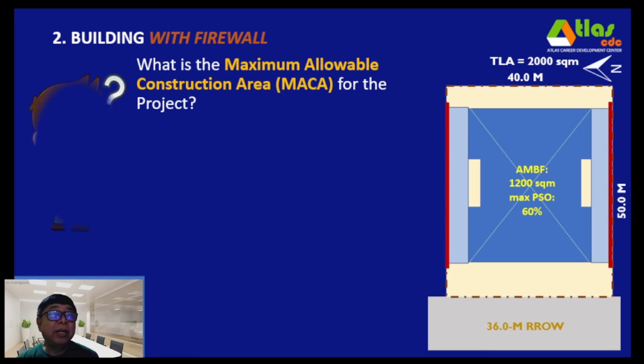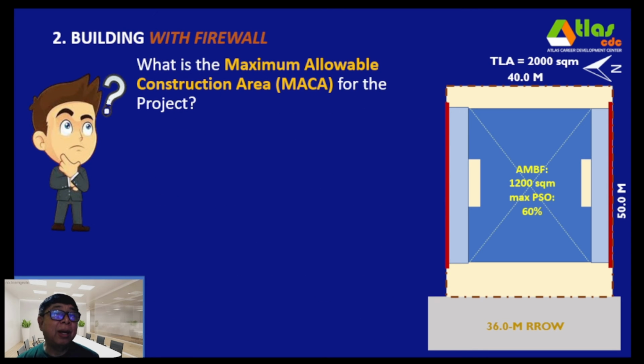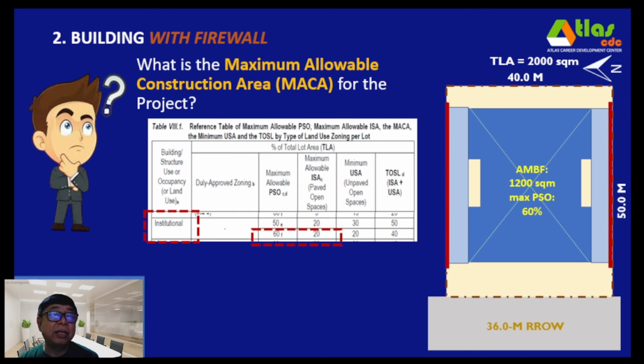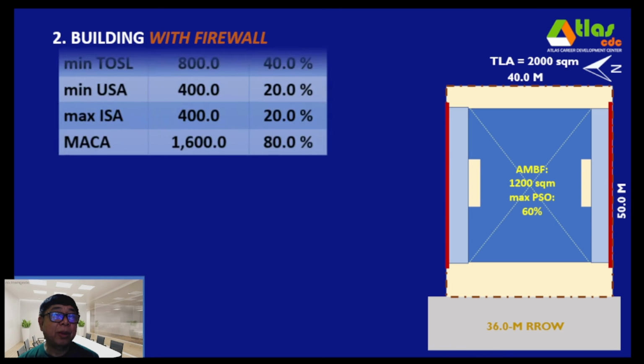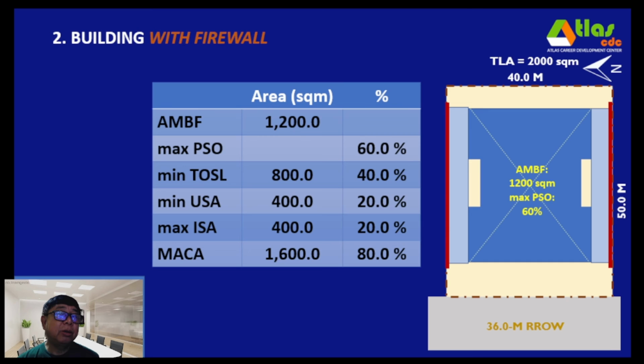Now for the maximum allowable construction area, or MACA, for the project, again that is table 8.1. We only have to add this value of the maximum PSO and the maximum ISA together. That will give you the MACA of 80% of the TLA, or that will be 1,600 square meters. So this is now our final values.